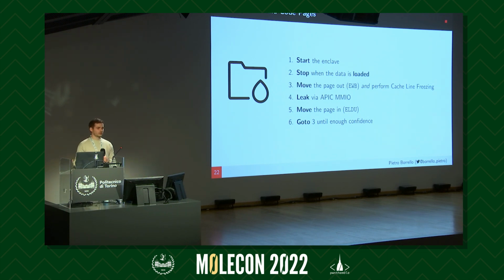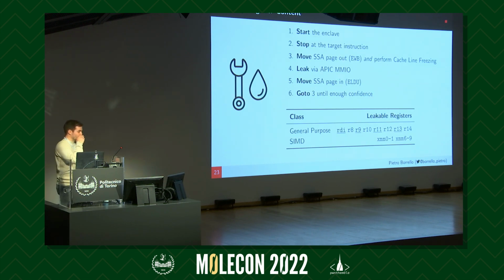Then we just dump the APIC MMIO region. Dumping that, we leak the data that is there, and we will see the data that we want to leak. Then we want to repeat that process to be more confident that we leaked the right data, and do it more than once. We move the page back into memory and repeat all of it. So we have an iterative way to leak the data that we want to select from SGX enclaves, architecturally and deterministically. We can do even more.